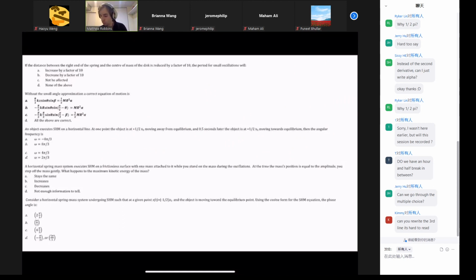So what we got was the period is equal to 2 pi square root 2m over k, r over d. Let me call this T1. And if I call this T2, where we decrease the distance between the right end of the spring and the center of mass by a factor of 10, then T2 is equal to 2 pi square root 2m over k, r divided by d over 10.